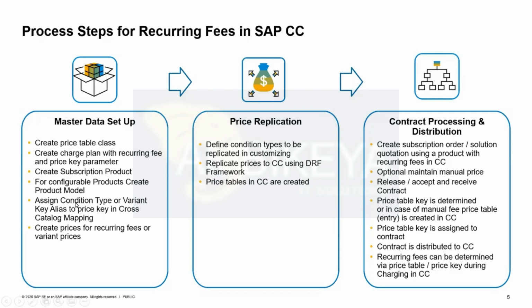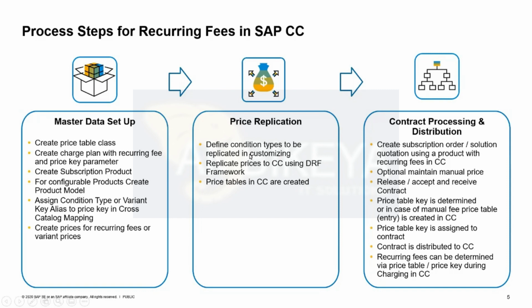A price key can be a simple price key or a price, or it can also hold a variant alias. Both the normal condition types and variant alias can be mapped to price keys in a cross-catalog mapping. Then we need to maintain prices for recurring fee using SD pricing, both for recurring fee as well as for variant prices.